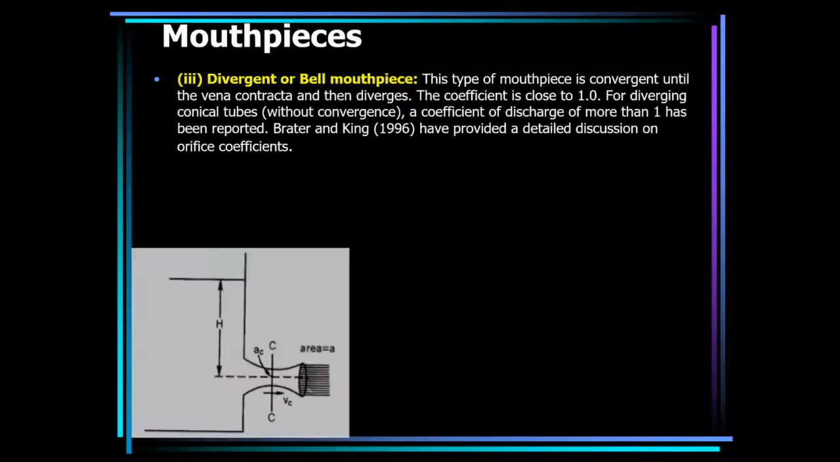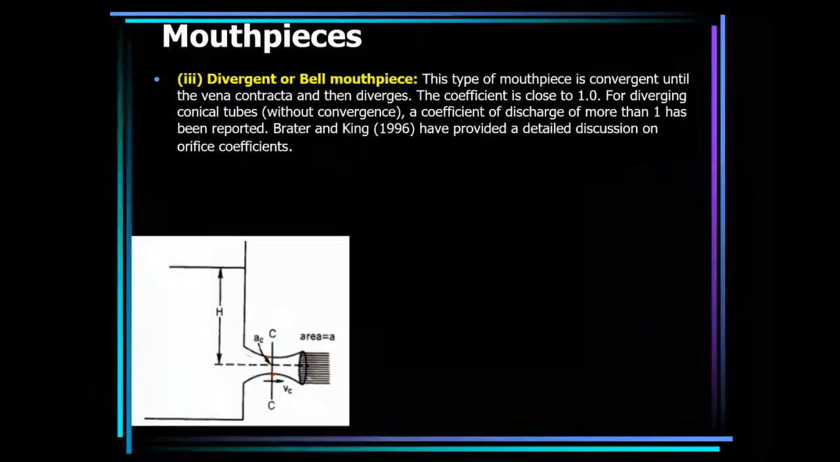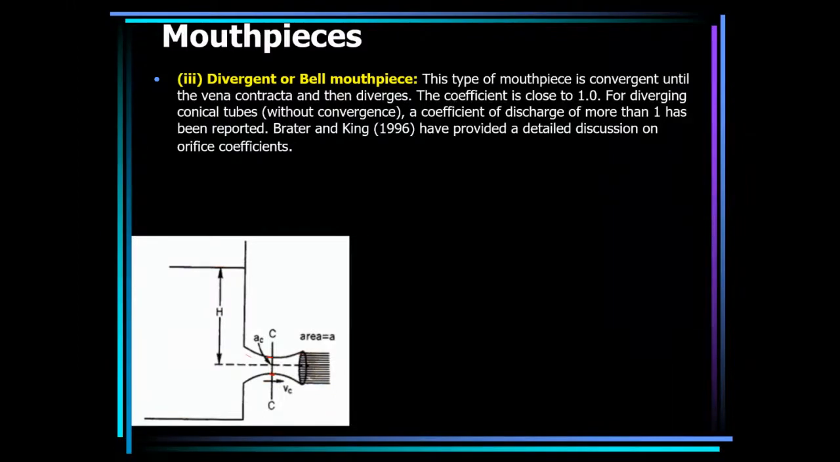And this is another mouthpiece, which is the divergent mouthpiece, which is also called divergent convergent mouthpiece, or convergent divergent, because it first converges and then diverges. Okay, but at the end it is diverging. So this mouthpiece is convergent until the vena contracta. This is the vena contracta. And then it diverges, meaning it opens up, the cross-sectional area increases with distance. So the coefficient is close to 1.